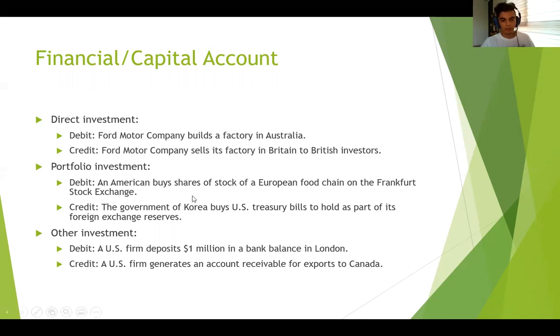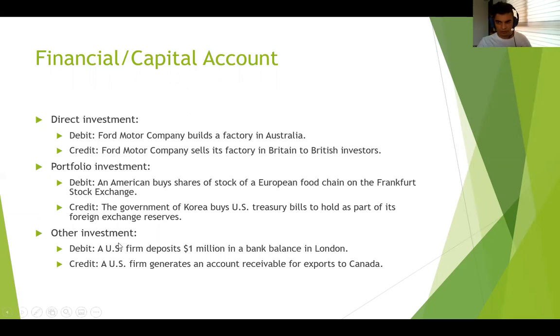So for portfolio, we also have some examples in here. I will read this one. It says the government of Korea buys US Treasury bills to hold as part of its foreign exchange reserves. So that means that the government of Korea is buying American T-bills. A T-bill is a financial instrument that is not a building, right? A T-bill is not a building or something physical in the US. It's only a paper. So that's why we classify it as portfolio investment.